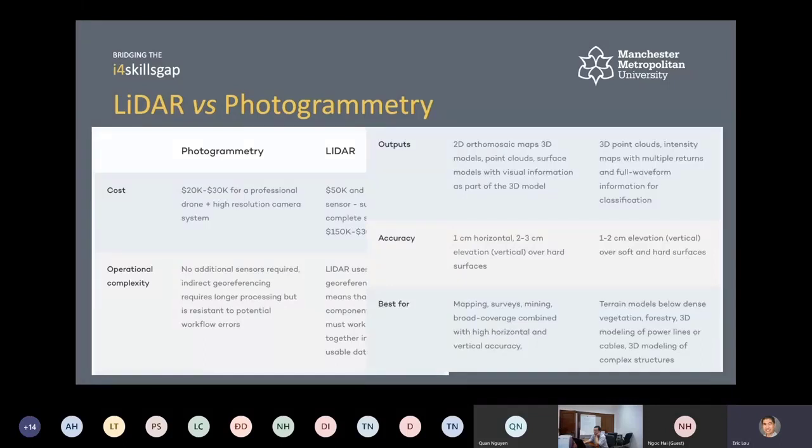The outputs are very different. In photogrammetry, you only get 2D maps and 3D models. That's all, nothing much. You don't get very accurate information, say 1 centimeter horizontal to 3 in elevation. What we need is elevation, vertical, which is more accurate with LiDAR systems. Photogrammetry is usually used for mapping, quite generic things, nothing more precise. LiDAR is something more detailed, so we're looking at a very detailed plan of everything. So photogrammetry can work if you want to collect digital models, but if you need something more precise, more accurate, you need to go to LiDAR systems.